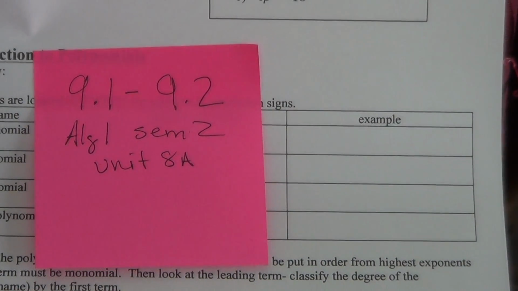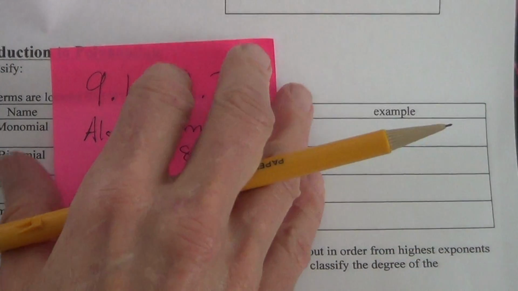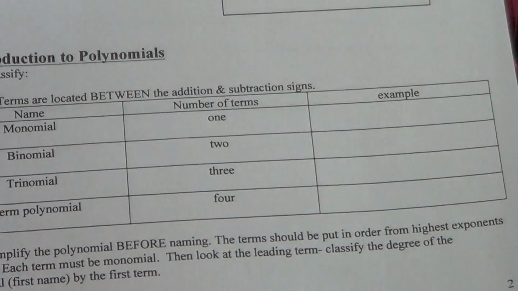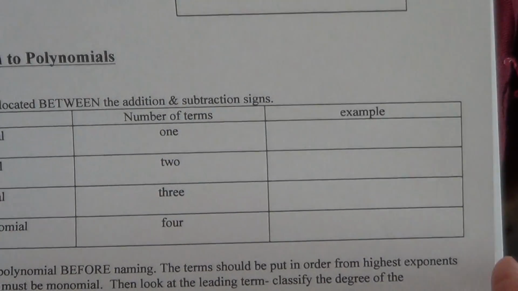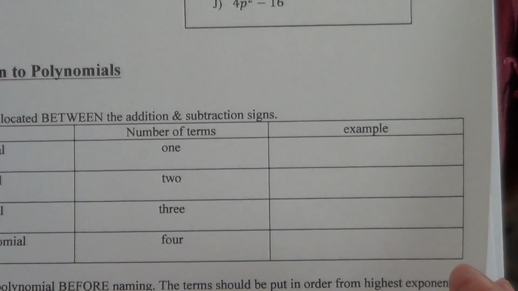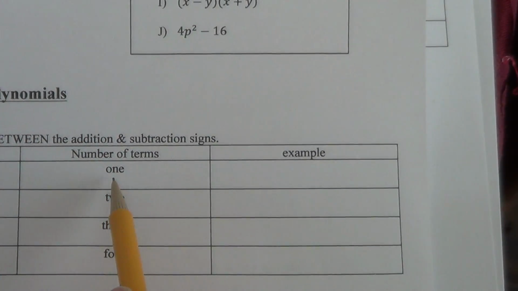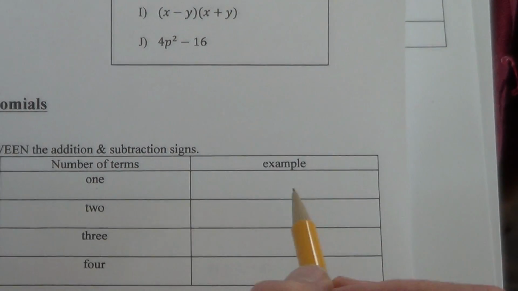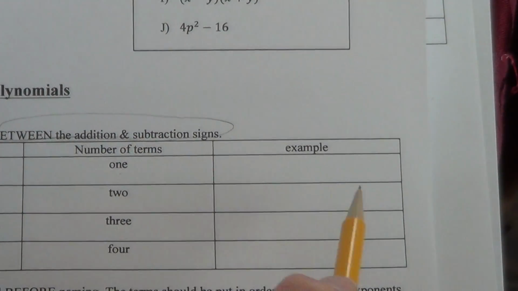Okay, this is section 9.1 and 9.2 of Algebra 1, Semester 2, Unit 8A. First thing we look at is how to classify and name polynomials. If we have a monomial, the number of terms is 1. Now, you count the terms located between addition and subtraction signs.